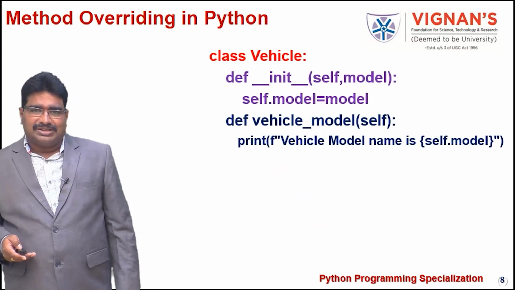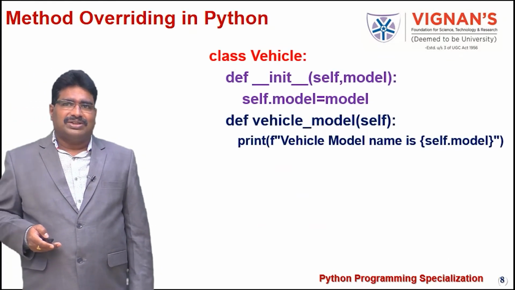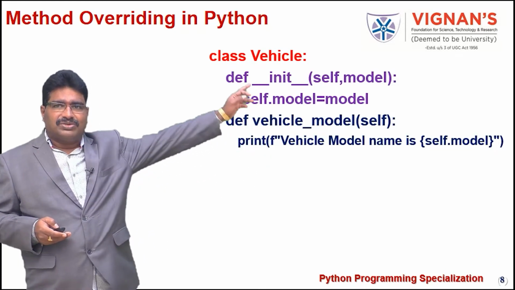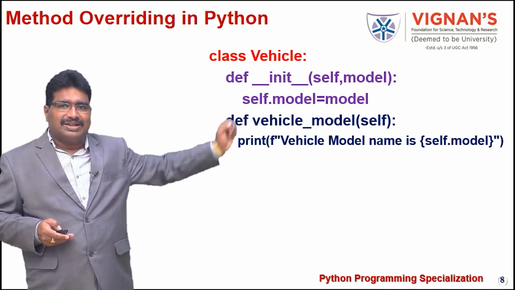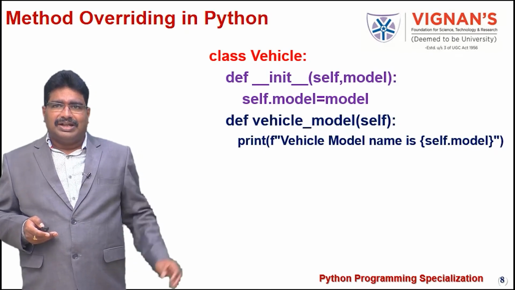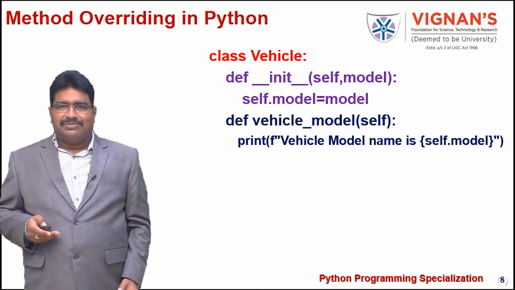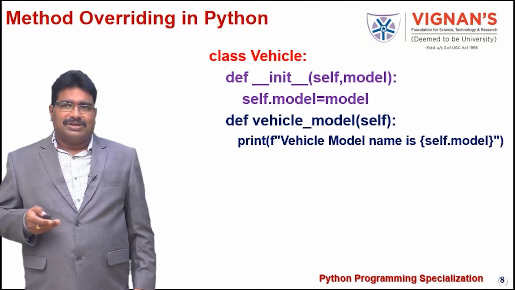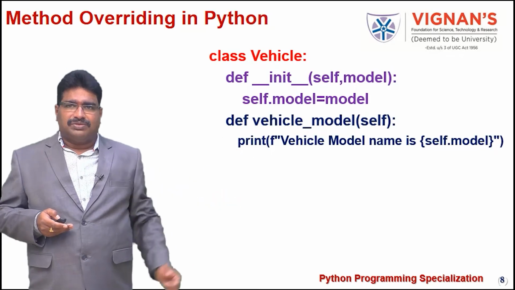Now we try to take another example. We want to define the vehicle class. In that vehicle class, we are assuming that we want to take the data member model, and here we are assigning the model parameter value to the object variable model.